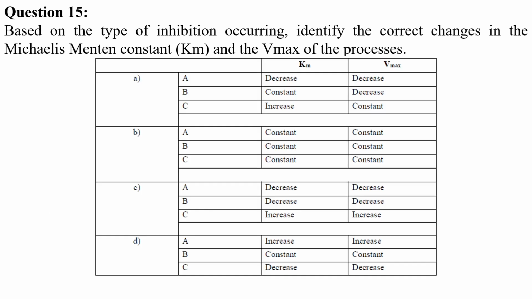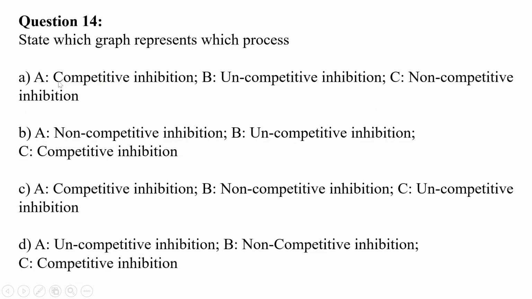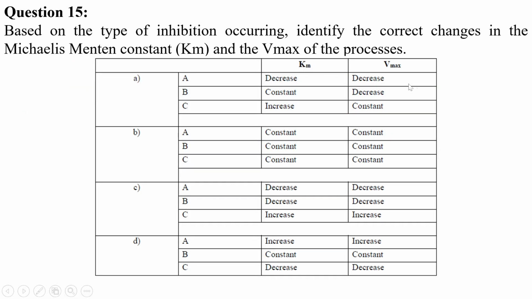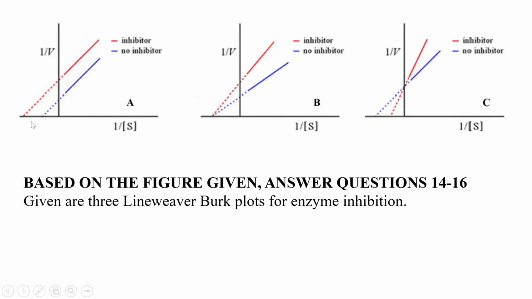Now, based on the type of inhibition occurring, identify the correct changes in the Michaelis-Menten constant and the Vmax in the process. We have already discussed this again. In case of the uncompetitive inhibitor, we can see the Vmax is decreasing. The 1 by Vmax is increasing, which means Vmax is decreasing. So in A, Vmax is decreasing, and Km is also decreasing, right?